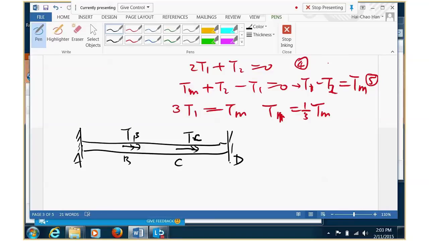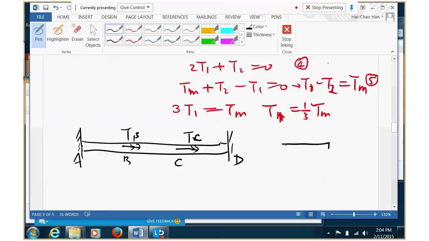What matters to determinate or indeterminate is how many equations you have, right? Basically, how many reactions do you have? Like this one, both ends fixed. So you have two reactions, and you can only find one by the equation of equilibrium. That's why it's indeterminate. It has nothing to do with how many loads you have there, right? So that's a concept we need to quickly clear up. Remember last chapter, I'll give you a quiz.